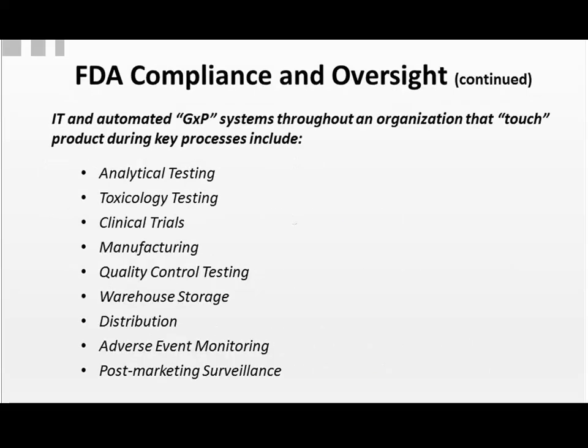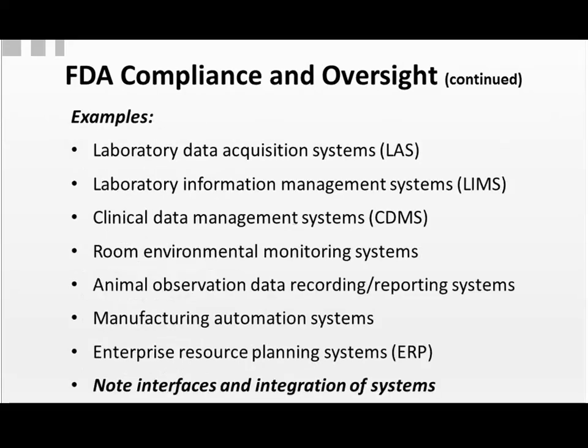And these are just some of the examples of areas that would touch particular data, systems that would touch key processes in your organization that would be FDA regulated. And next we have some specific examples, such as lab systems, clinical data management systems, and so forth. And don't forget the monitoring and automation systems in your manufacturing and laboratory areas. And also your enterprise resource planning systems.